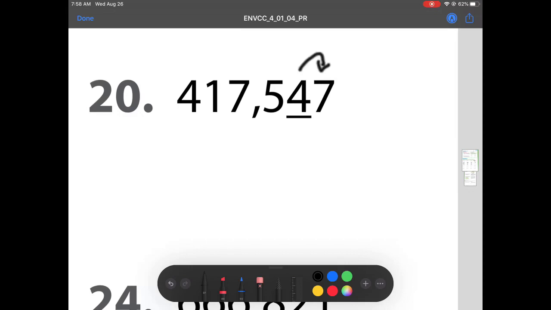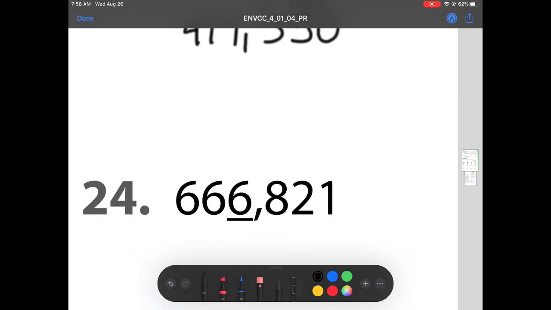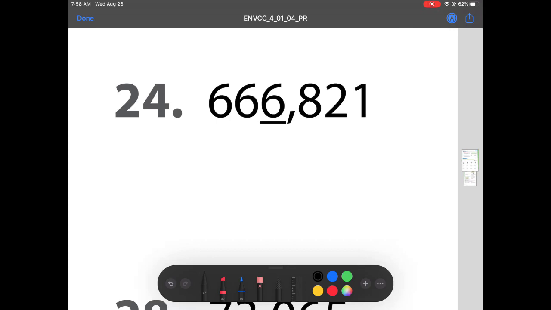Go next door. 5 or more, we add one more. So we're adding 1 to this 4. So that becomes a 5. Look to the right, put zeros in sight. Everything to the left stays the same. So this number rounds to 417,550.